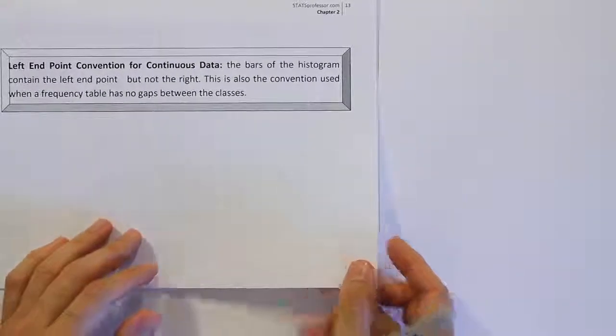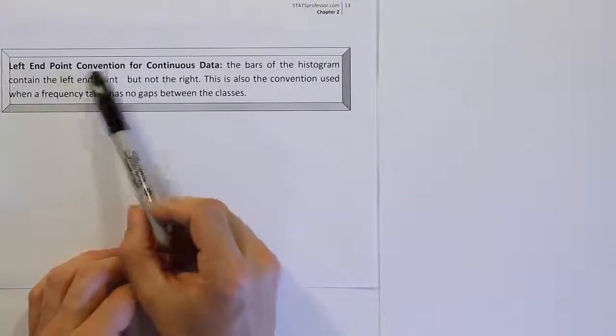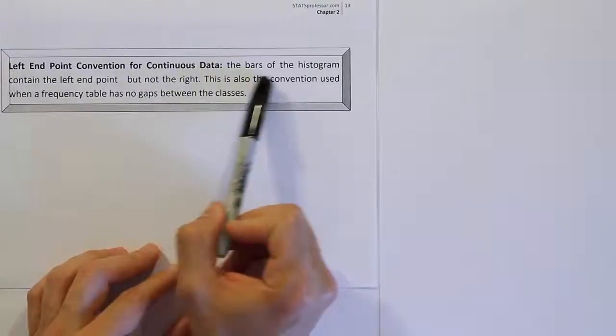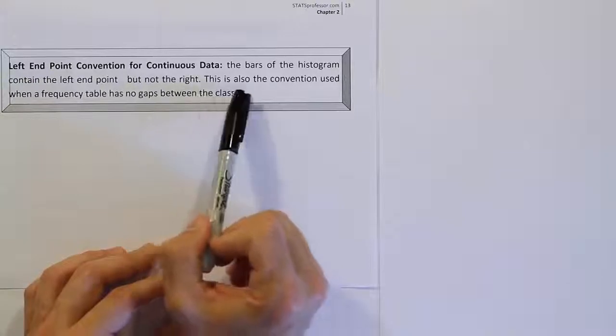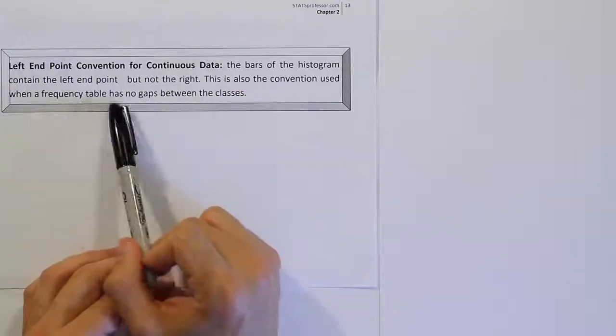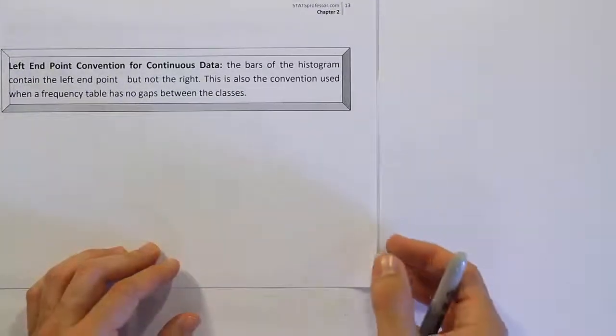We used it in the histogram earlier, but here's a definition. The left endpoint convention for continuous data says the bars of the histogram contain the left endpoint, but not the right. This is also the convention used when a frequency table has no gaps between the classes, all right?